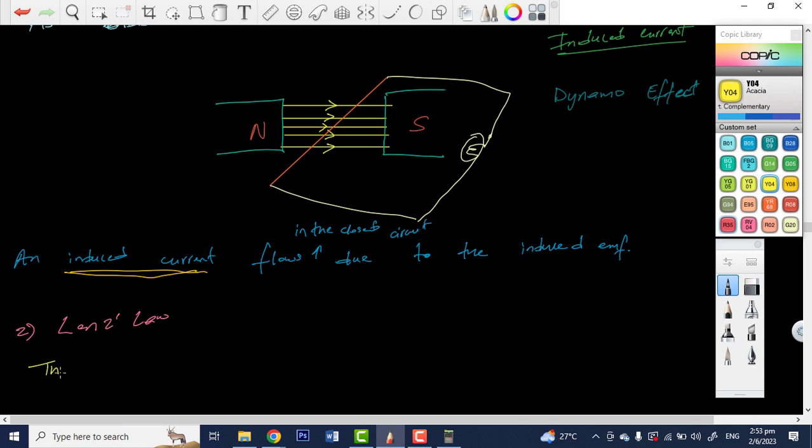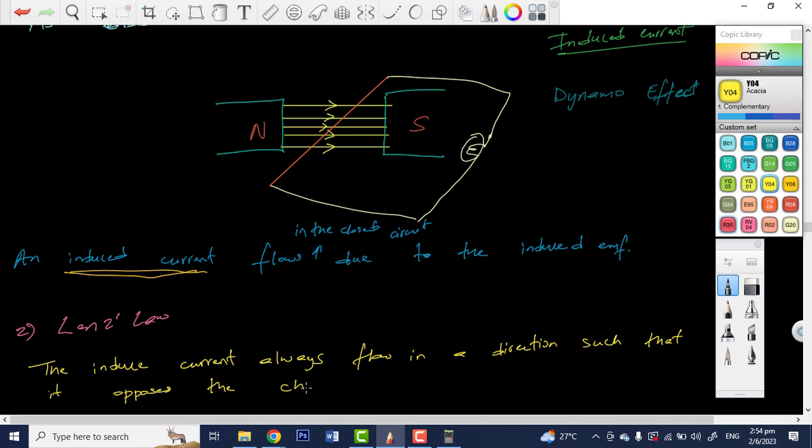So Lenz's law says that the induced current will always flow in a direction such that it opposes the change causing it. Right? So the induced current will flow to oppose whatever change is causing it. So let's say we consider in this example that we're moving this conductor upward in this magnetic field.